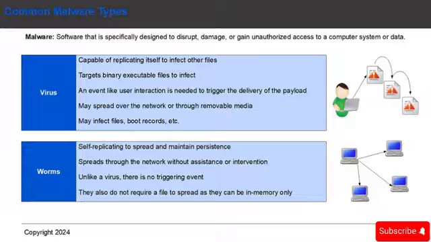This is very different from a worm. A worm is self-replicating. It does not require human interaction, and it will spread very quickly through a network without assistance and without intervention from people. So that's a key difference between a worm and a virus. Unlike a virus, there is no triggering event with a worm.